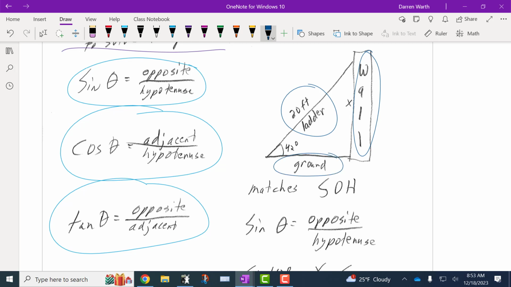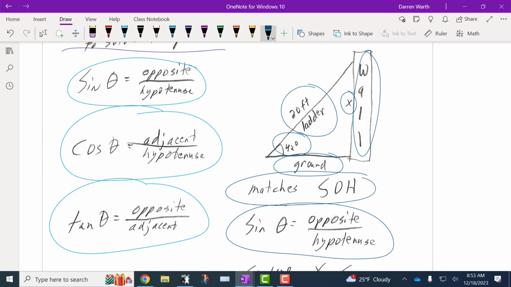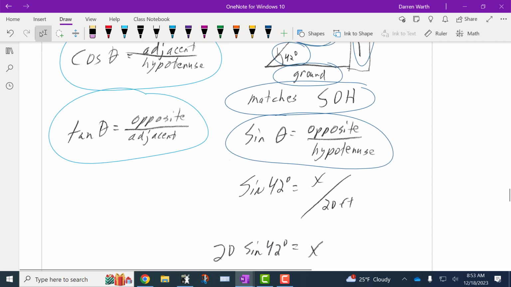So here's our 20-foot ladder. Here's our ground. And it says that the ladder makes a 42-degree angle with the ground as it leans against the wall. So notice that this matches SOH. Sine theta is equal to opposite over hypotenuse, because as I'm working from here, here's my opposite, and here's my hypotenuse. So we can set up a trig ratio involving that given information. So that's what we do right here.